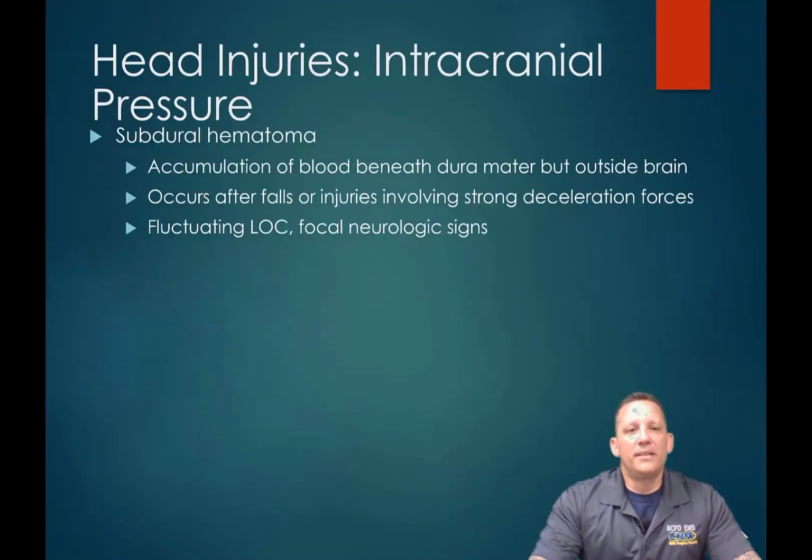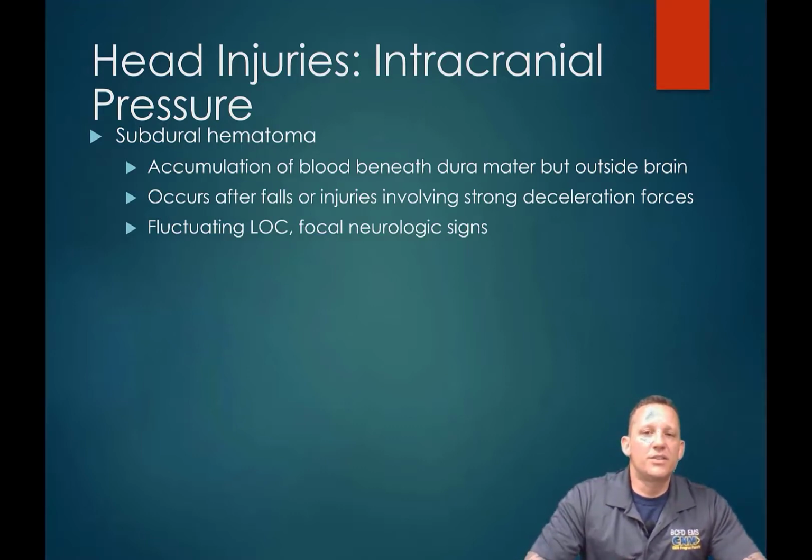Diving a little bit deeper, no pun intended, is the subdural hematoma, and that's the accumulation of blood underneath the dura mater, but it's still outside the brain. This occurs mostly in falls or injuries involving a strong deceleration force, and will show up with fluctuating LOC and then focal neurologic signs. The reason we're talking about this is because that strong deceleration force actually lets the pia mater and the dura mater shift amongst each other in that arachnoid space. And if you guys remember the picture, that shows where there's a lot of vasculature and there are shear forces there.